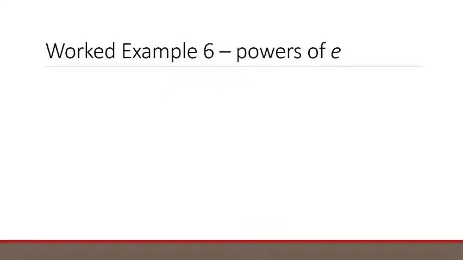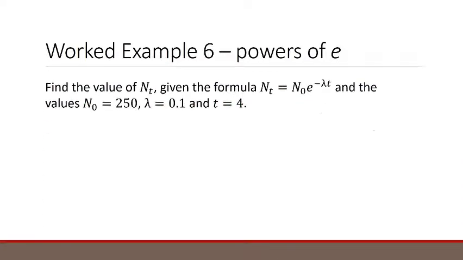Well, let's look at worked example 6, where we're dealing with powers of e. E is simply a number, and it's a number around about 2.7. But it's used so often that we give it a special letter e, just like we gave pi a special letter, which happened to be the Greek letter. The question is to find the value of Nt given the formula Nt equals N0 e to the power negative lambda t, and the values N0 equals 250, lambda equals 0.1, and t equals 4.